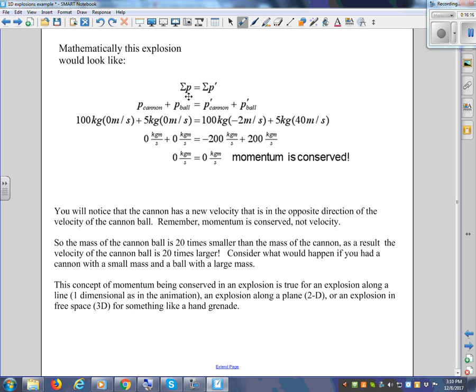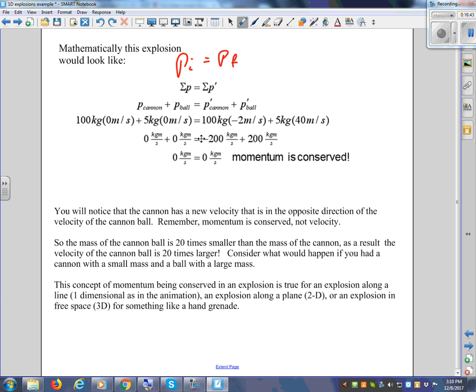Sigma p just means the sum of all the momentum. This is really just Pi equals Pf. That's just another way of saying the sum of all the initial momentum is equal to the sum of all the momentums prime after. That's all that is. I wouldn't use it, it's just their way of describing it. So here we've got P cannon plus P ball is equal to P cannon plus P ball.